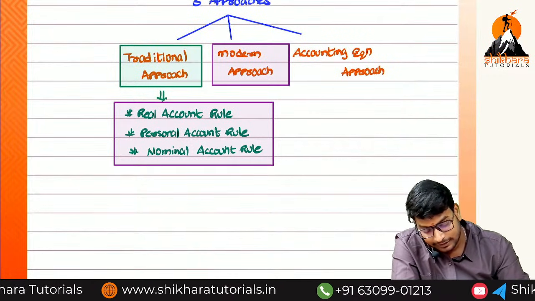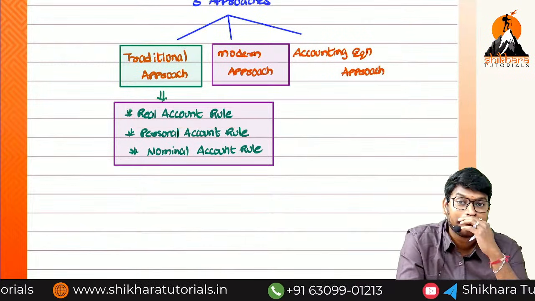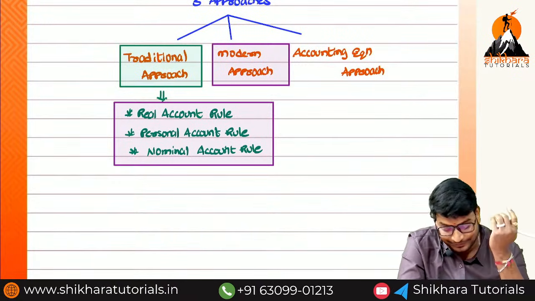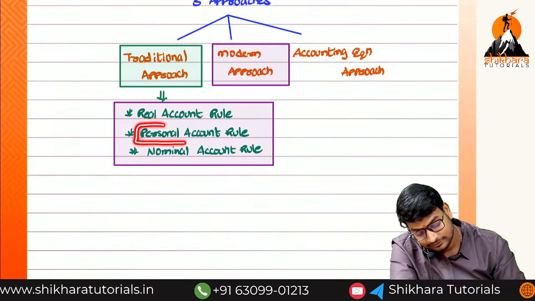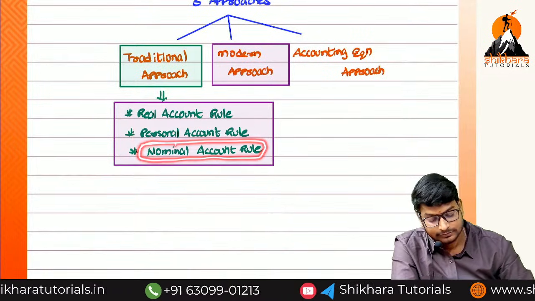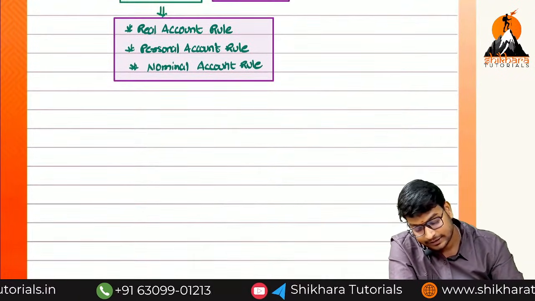I think you know the real account rule. What is the real account rule? Debit what comes in, credit what goes out. What is the personal account rule? What is the nominal account rule? By following this traditional approach, can you say the following journal entry?